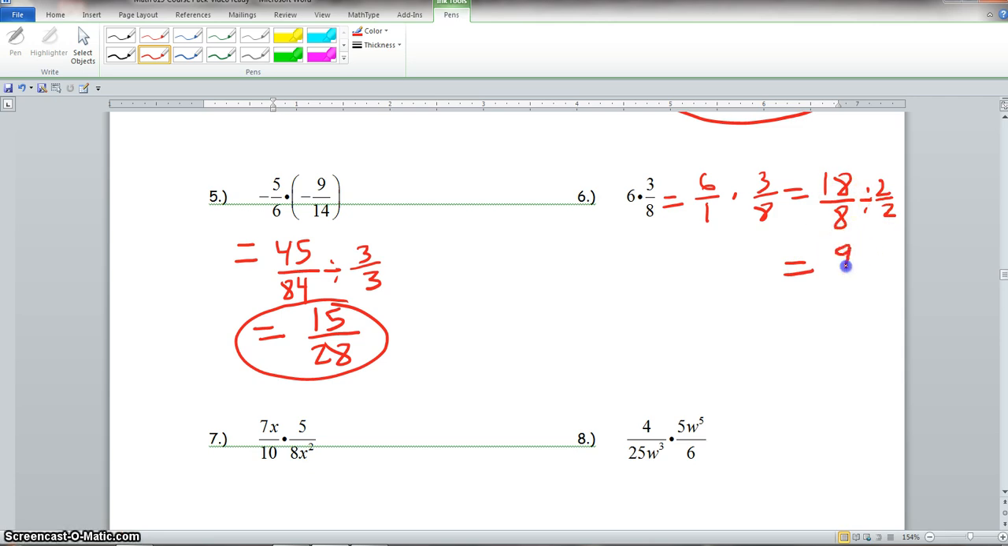18 divided by 2 is 9, and 8 divided by 2 is 4. So our final answer is 9/4. Now I know this looks a little odd because this is an improper fraction, but changing it to a mixed number is not simplifying. Simplifying just means that the only thing that could go into your numerator and denominator is 1. And that's what we have.